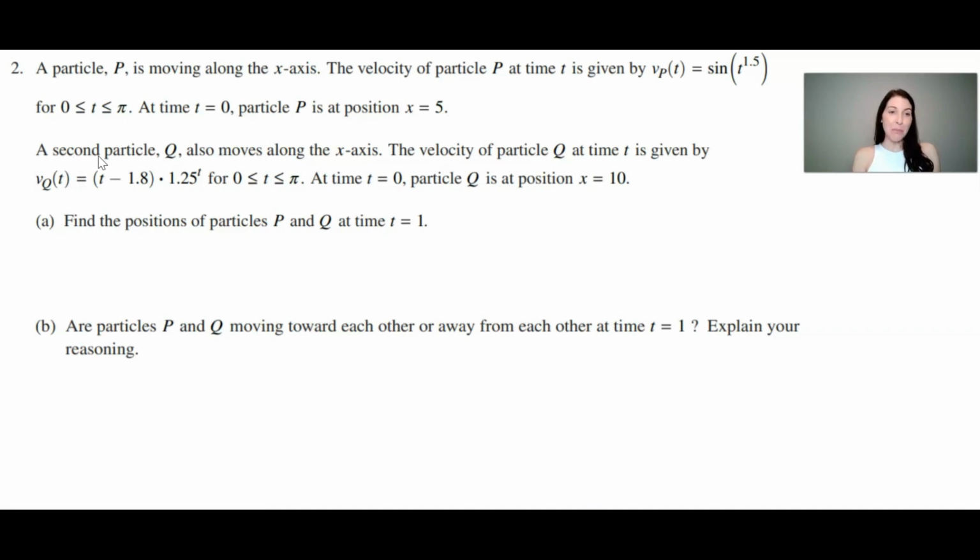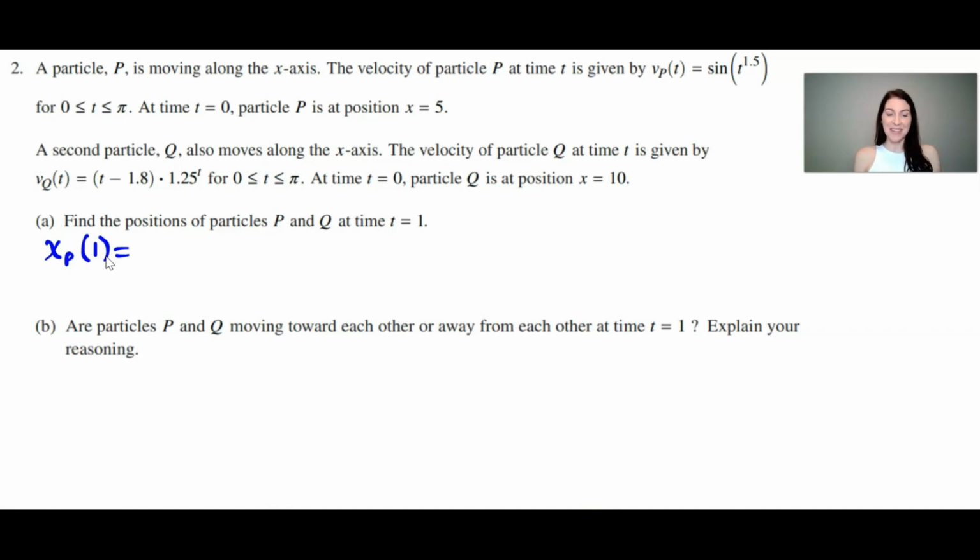And then we've got the second particle Q that also moves along the x-axis. Its velocity equation is given, again, for time values between 0 and pi. And at time t equals 0, particle Q is at an initial position of 10. So part A asks us to find the positions of particles P and Q at time t equals 1. All right, so let's first start by finding the position of particle P at a time value of 1.